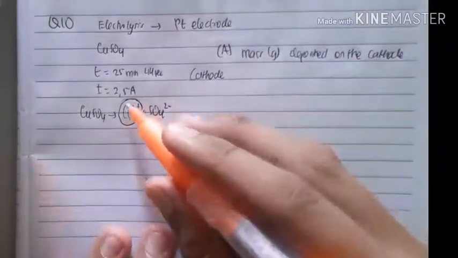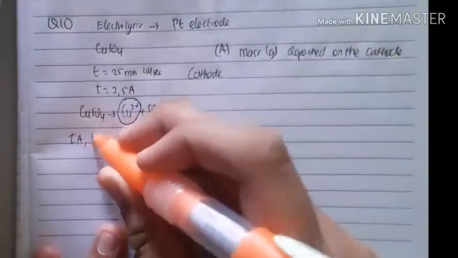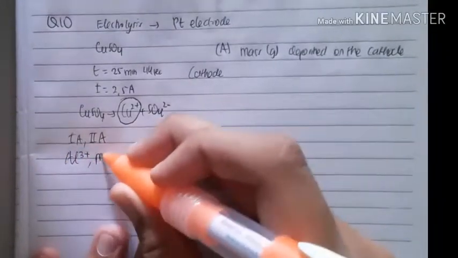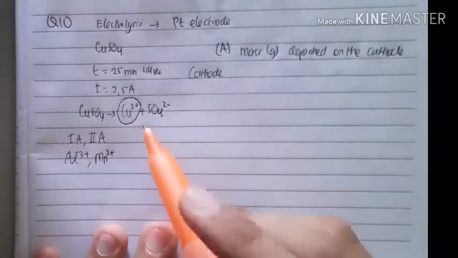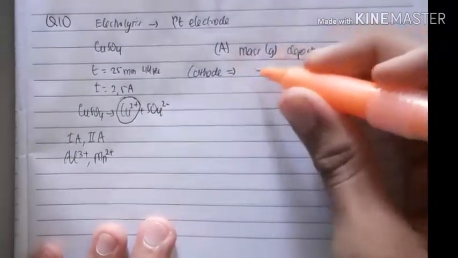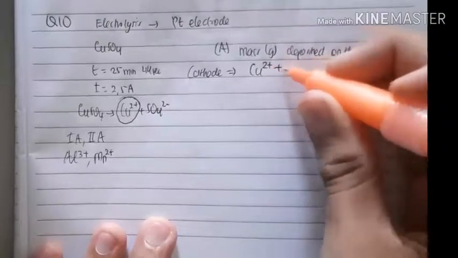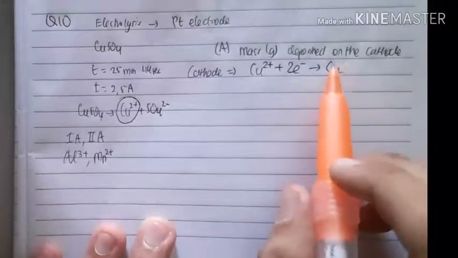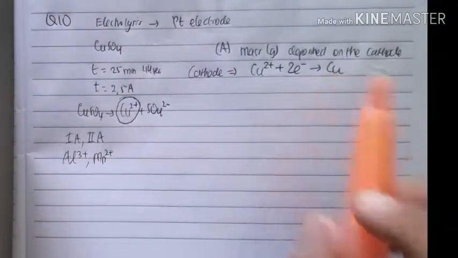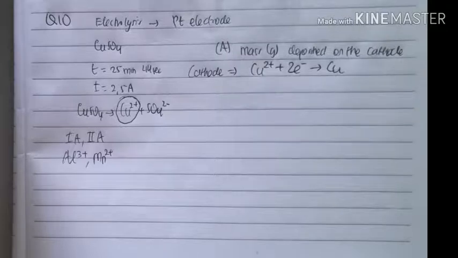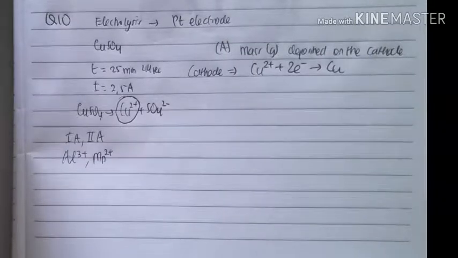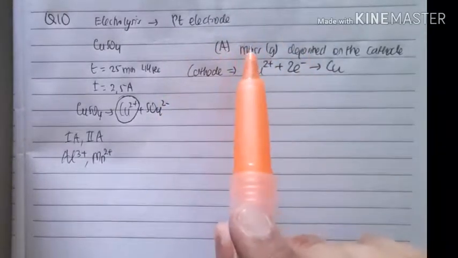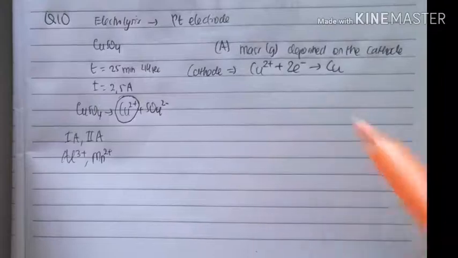So when you have a metal other than 1A, 2A in the periodic table, like aluminum 3 plus and manganese 2 plus, the cathode reaction is just Cu2 plus ion plus 2e minus, becoming copper, so the mass of copper is deposited at the cathode, right? So that is what we call a reduction reaction. So question A asked, what is the mass of the copper on the cathode?